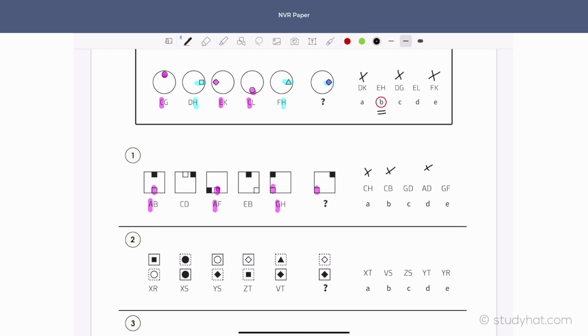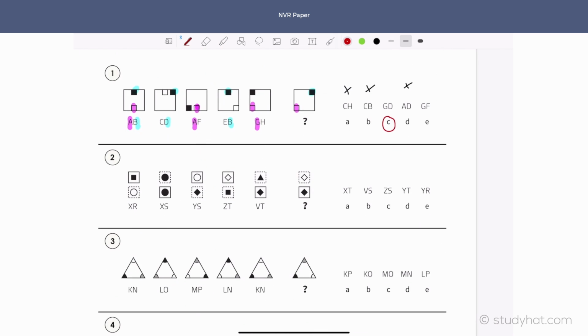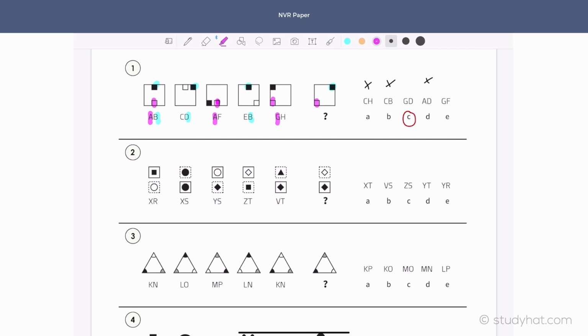Now let's find two that have the same second letter in common, B and B. And guess what? That's the location of the black piece. And since the black piece is up here, we look for one over here with a black piece here, and we want a D. So we go for G, D. Answer C.